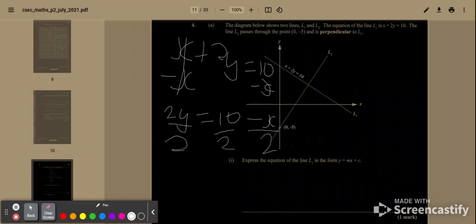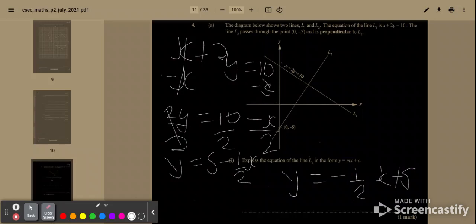So we're left with y is equal to 2 into 10 goes 5 times, 5 minus a half x, because x over 2 is the same as a half x. Or if you want, you could just say y is equal to negative a half x plus 5. So that is our answer for the first part of the question.